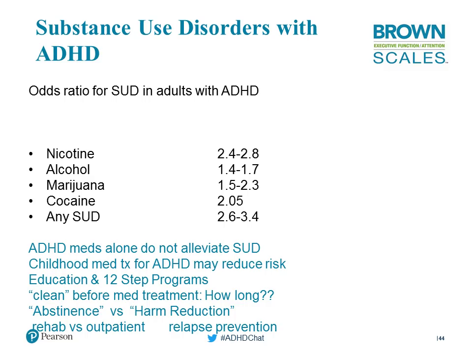Substance use disorders, these are odds ratios here. The likelihood for kids with ADHD to be smoking is better than double, almost triple the likelihood if you have ADHD. Drinking in a problematic way, about 1.5 to 1.7 times. Weed, it's just about double. Coke, double. Any substance use disorder, 2.6 to 3.4.